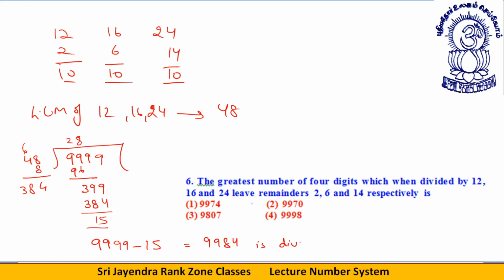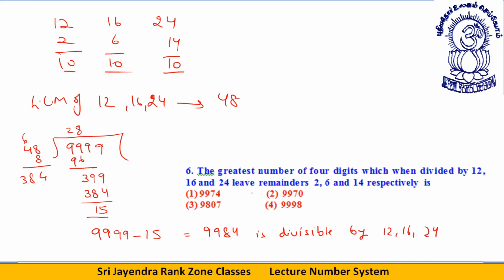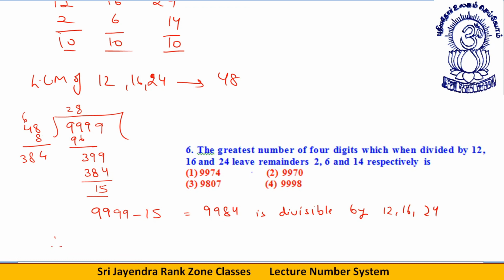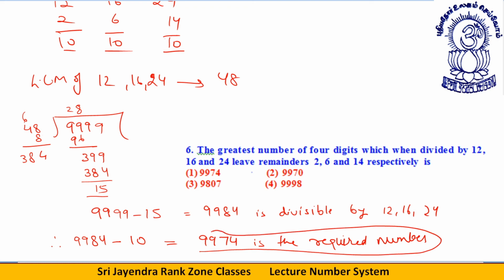is divisible by 12, 16, 24. But therefore 9984 minus 10, that is 9974, is the required number. This is your answer. Okay, dear students.